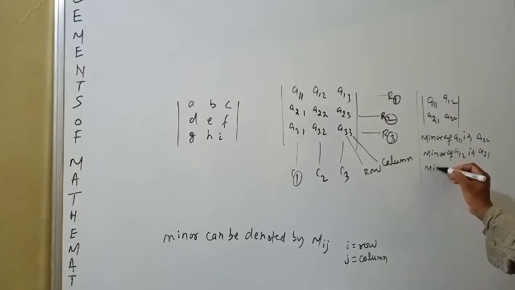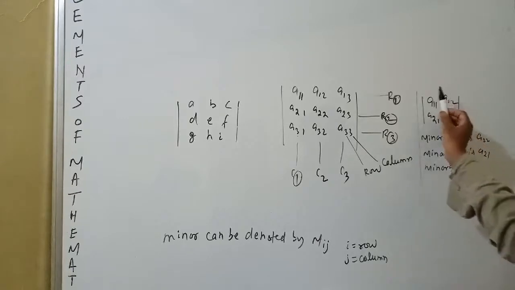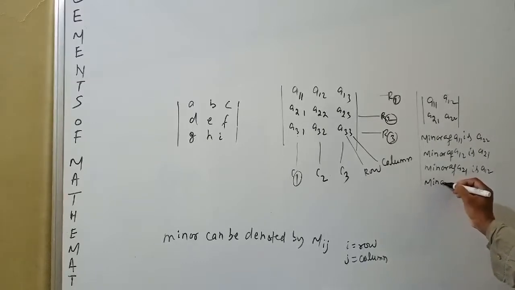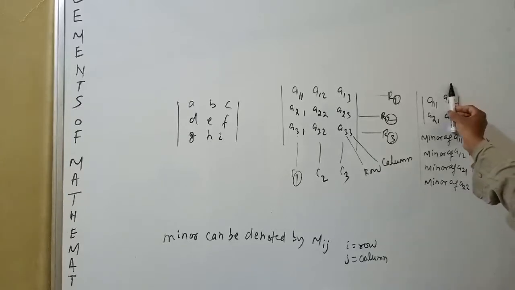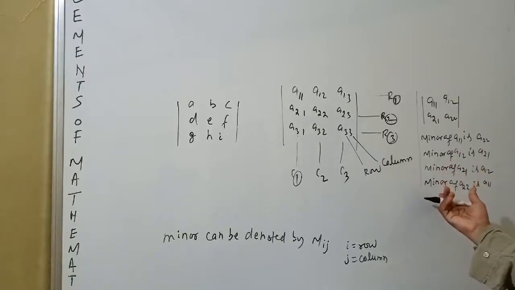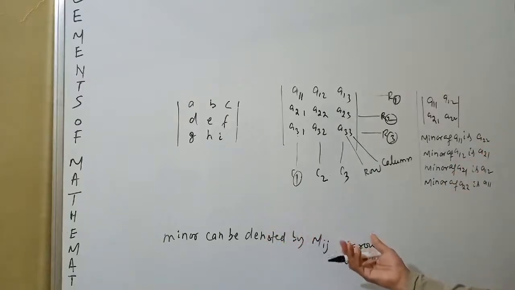Similarly, minor of A21: we suppress this row and this column, and the remaining element is A12. Then minor of A22: we suppress this row and column, and only one element remains, A11. For a 2 cross 2 determinant you find the minor like this, and for a 3 cross 3 determinant you find the minors as I told previously.